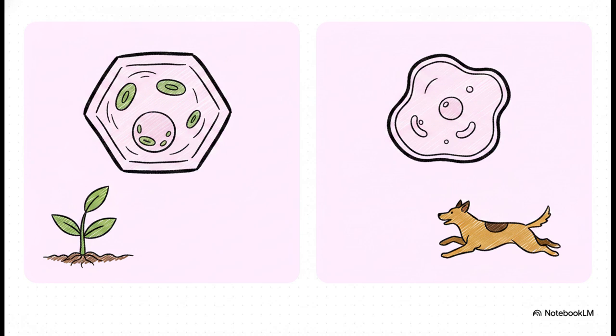Let's look at the outer boundaries. In plant cells, there's this super thick outer layer called the cell wall. It's made of tough cellulose, and it is specifically engineered to provide rigid, fixed structural support. Animal cells? They completely lack this rigid wall. Their boundary is just that flexible, dynamic cell membrane we were just talking about. So why such a stark difference? Well, think about how they live in the real world.